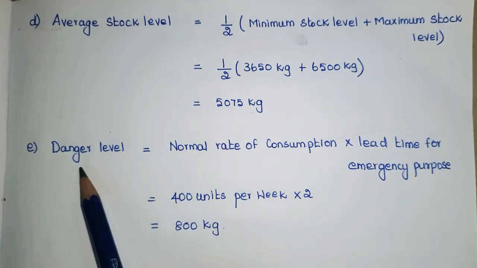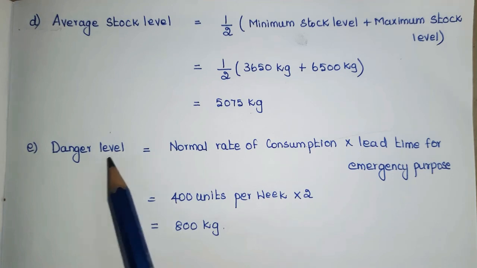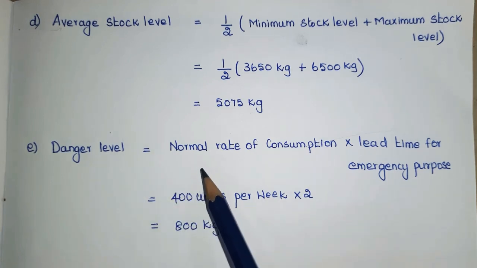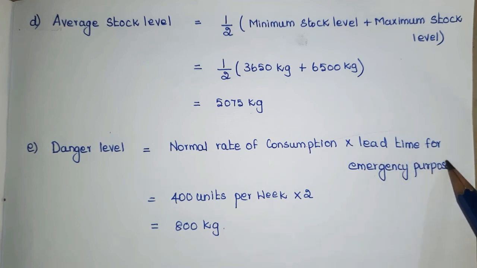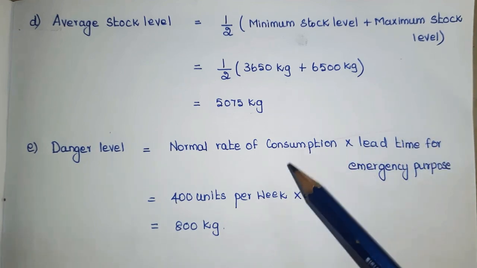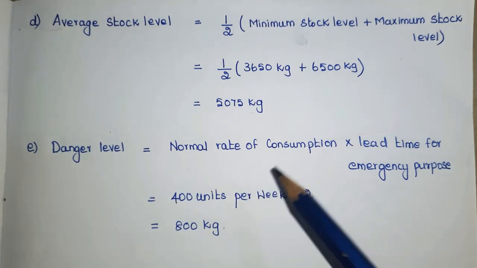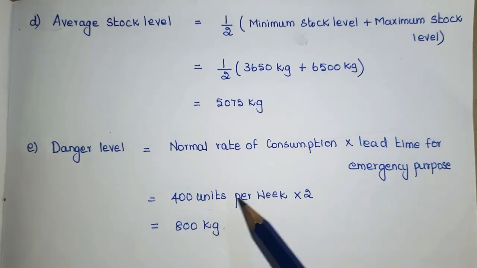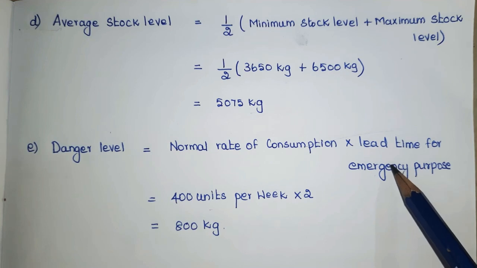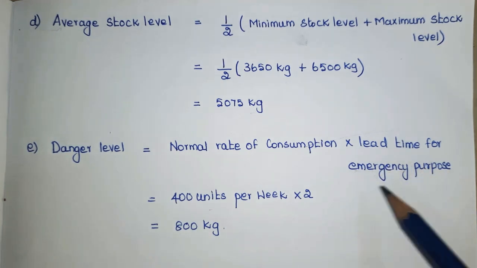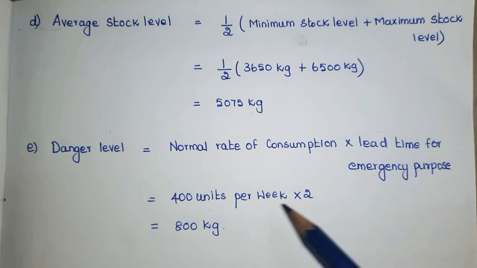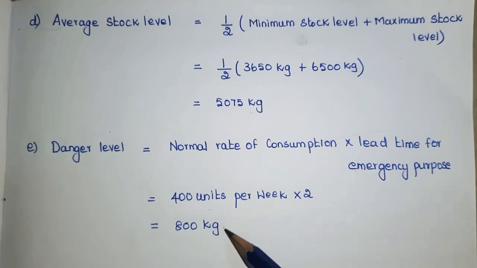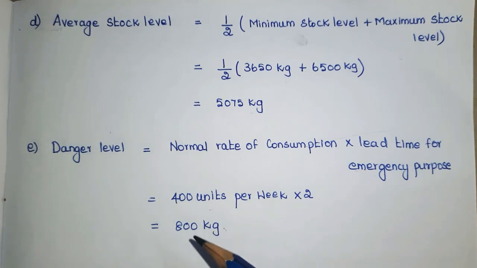The last subdivision is danger level. Under danger level, the formula is normal rate of consumption into lead time for emergency purchase. In this problem, it is already given that the normal rate of consumption is 400 units, and for emergency purchase they have given 2 weeks. That should be multiplied with this, and we will get 800 kg. So this is the danger level. These are the normal basic problems.